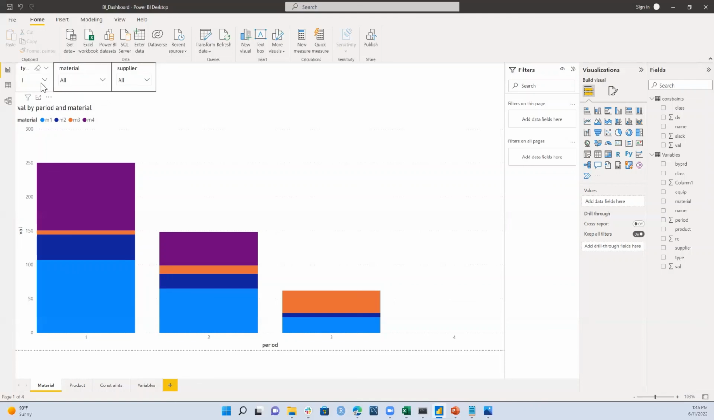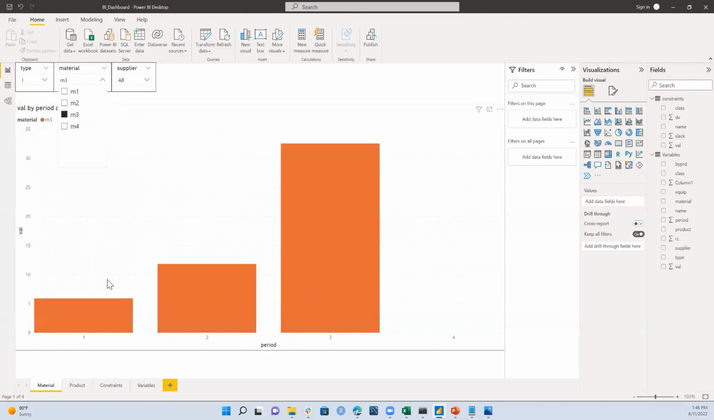On the type, I'm starting with inventory and I'm looking at all materials and suppliers. You can see that for materials 1, 2, and 4, which are the blues and purples, we're basically drawing those inventories down across the first three periods and then consuming them completely in period 4. For material 3, though, we see a slightly different behavior. If we were to just slice by material 3, we see that we're actually building material 3 inventory in periods 1, 2, and 3 to a pretty high level, and then consuming all of that in period 4, so we have no remaining inventory.